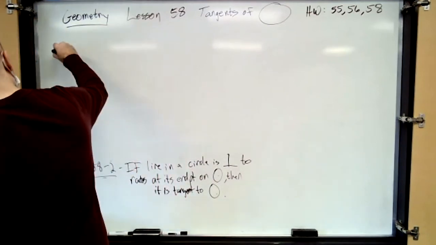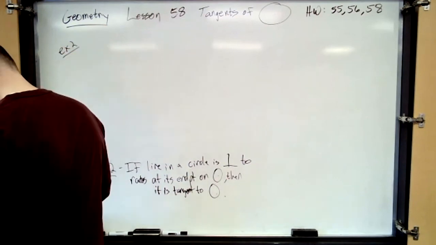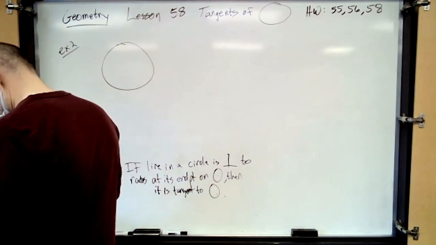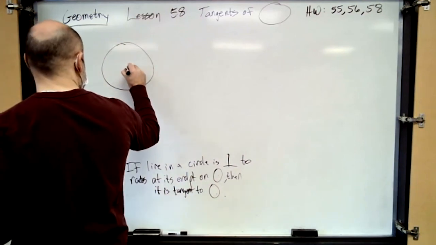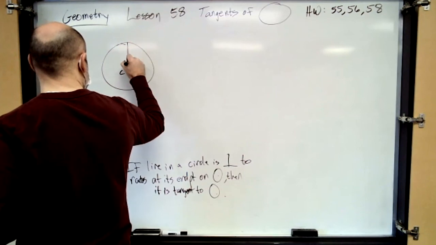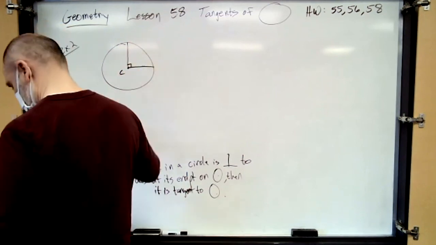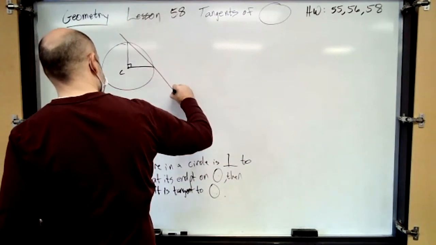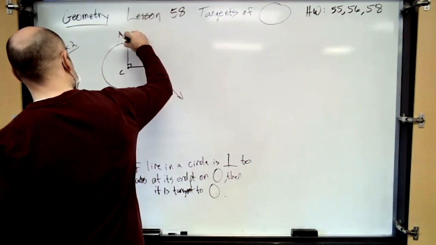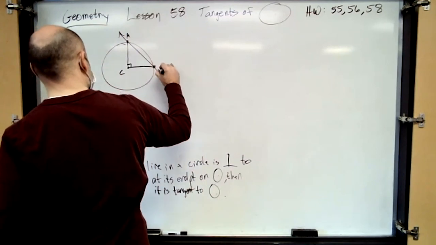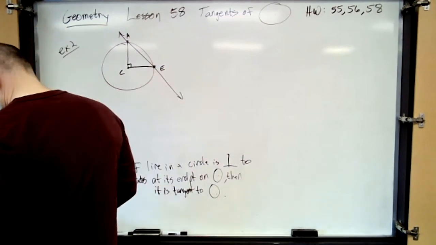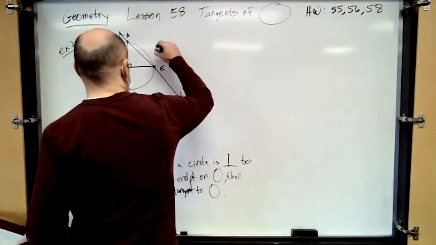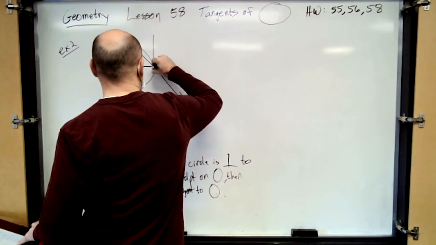All right, here's example two. Let's look at example two. So let's draw a circle. Point C. It looks like we've got a right angle here. This is circle C. And then we've got this guy here.